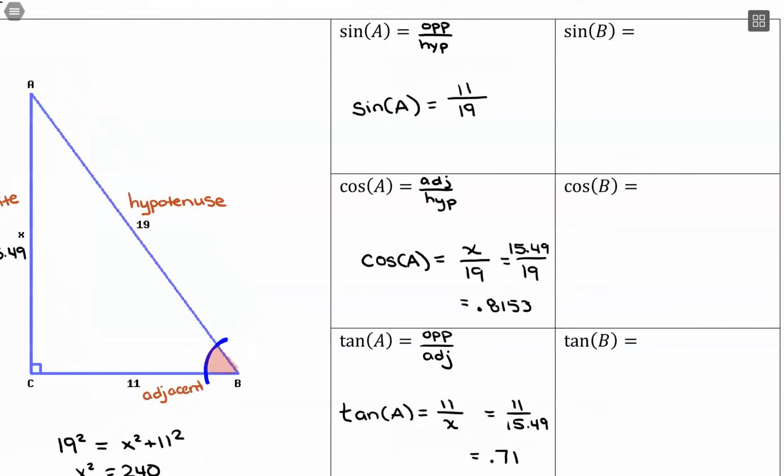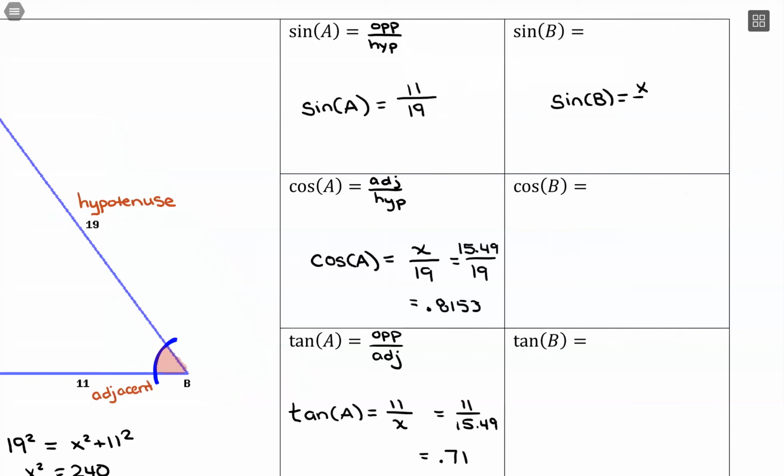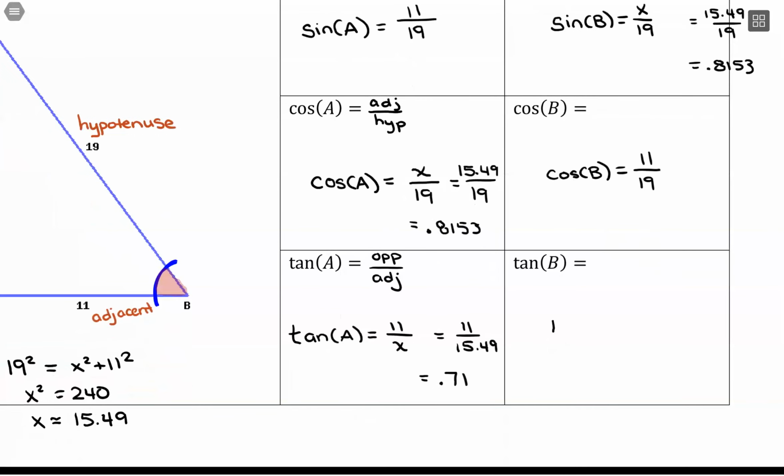So, going through sine, cosine, tangent again, now we're taking sine of B and taking opposite over hypotenuse, so that would be x over 19, or that 15.49 over 19, which simplified to that 0.8153. Cosine of B, so our adjacent over hypotenuse. Well, now adjacent is that 11 over the hypotenuse of 19. We could leave it like that. And then tangent.